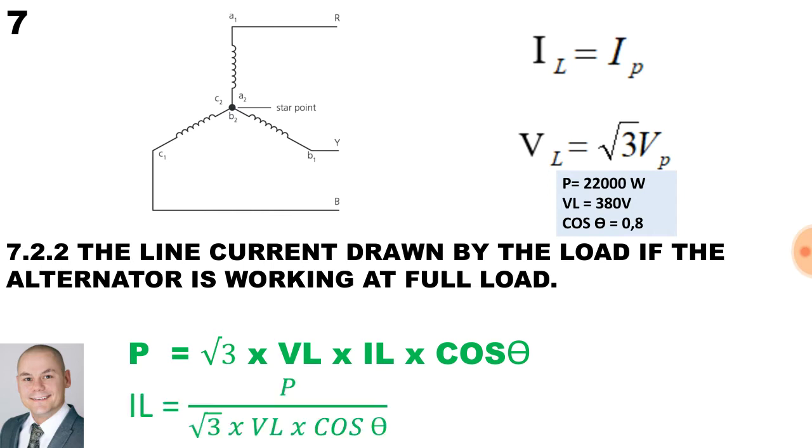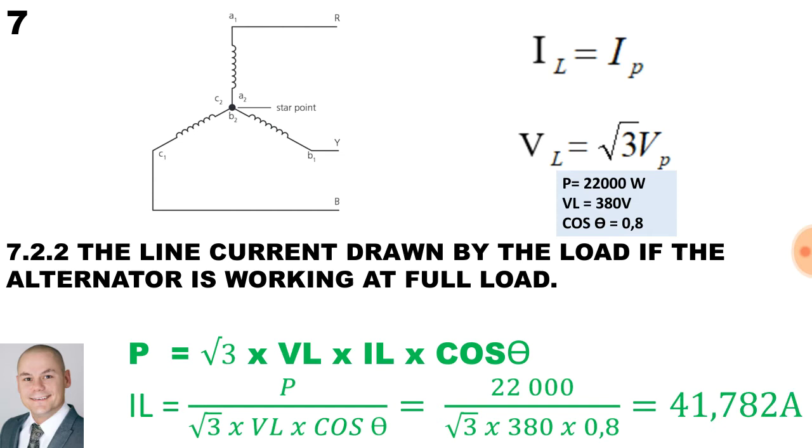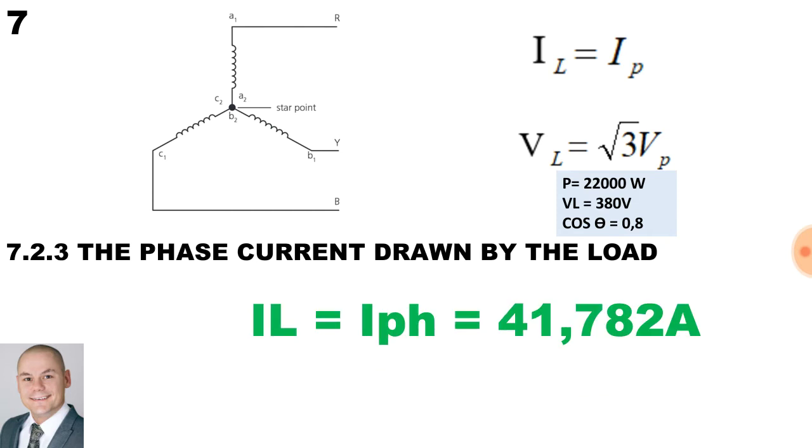Now, the unknown factor in this equation is the line current. So to calculate the line current, it'll be the power divided by square root 3, the line voltage, and the power factor. The power is 22,000 watts, the line voltage is 380, and the power factor is 0.8. Therefore, the line current is 41,782 amps. Now in 7.2.3, to calculate the phase current, because it's a star connection, IL is equal to I phase, therefore it is equal to 41,782 amps.